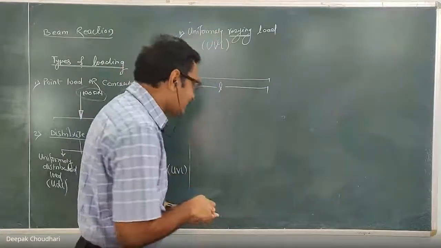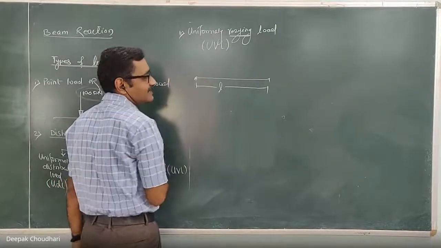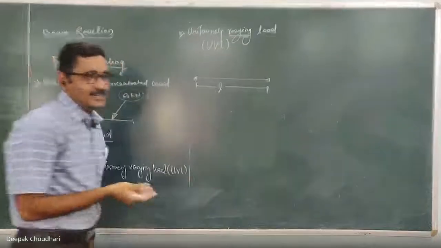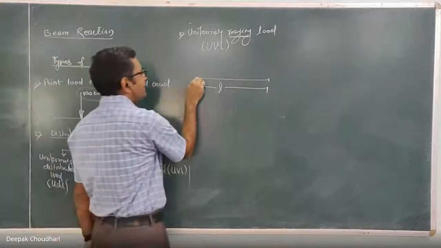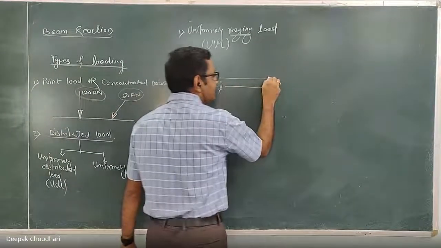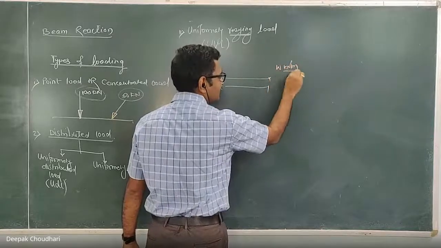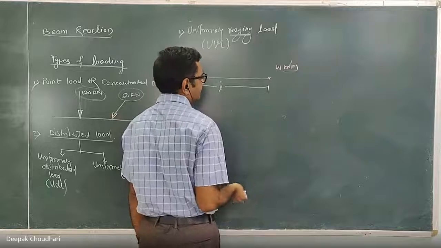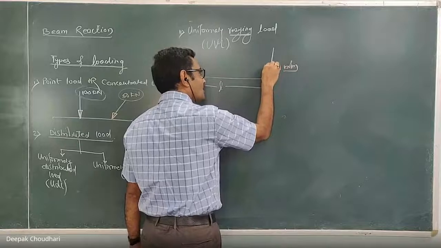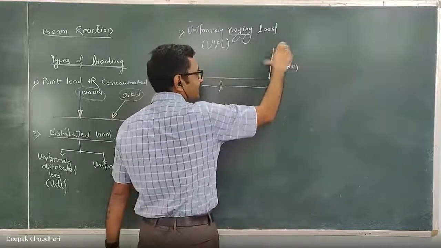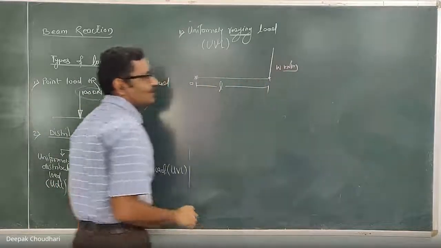Now let's consider at this point the intensity is 0. यहाँ का intensity कितना है? 0. I told you that when we represent it graphically, the height represents the intensity. So let at this left end the intensity be 0, and at this right end the intensity is W kilonewton per meter. Intensity is written as kilonewton per meter or Newton per meter. So this height represents the intensity, which is W kilonewton per meter. यहाँ का intensity 0 है, यहाँ का intensity W kilonewton per meter है.